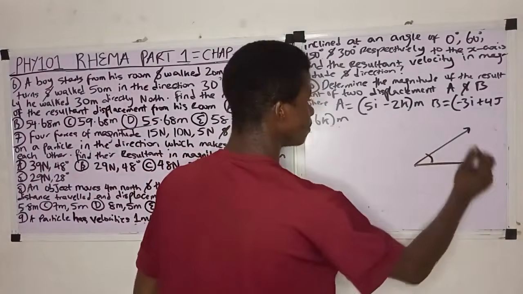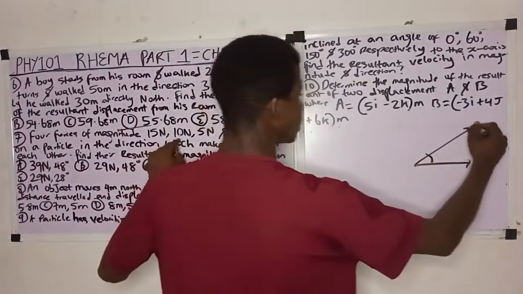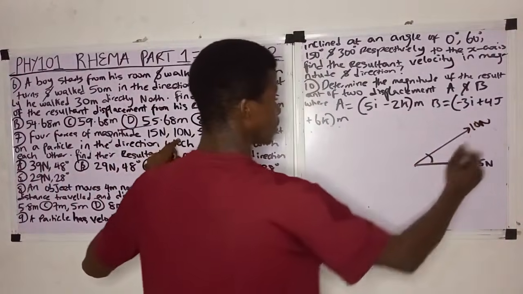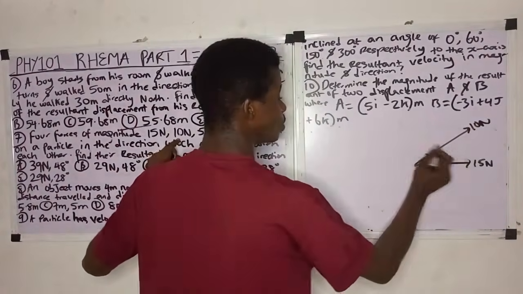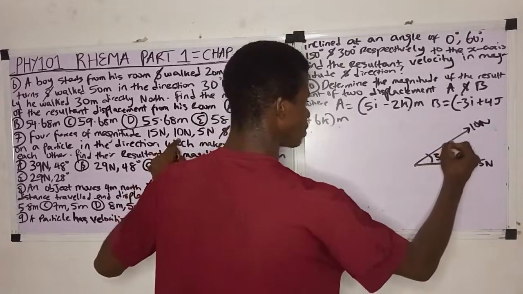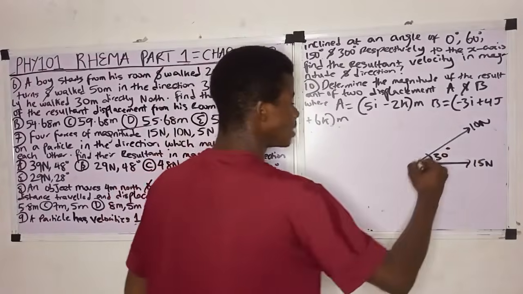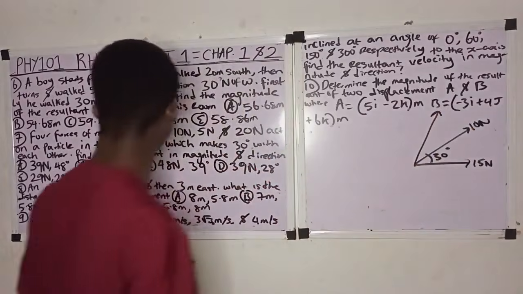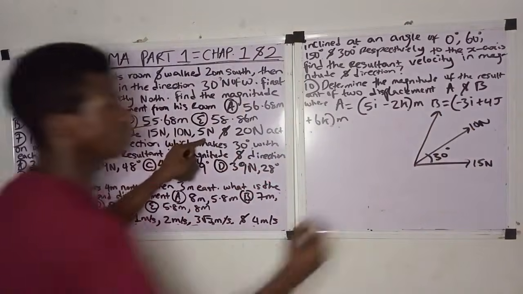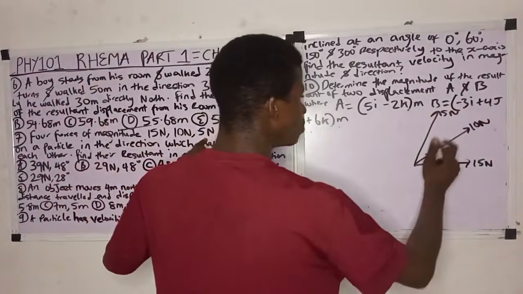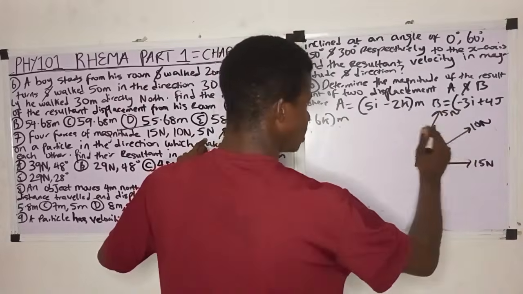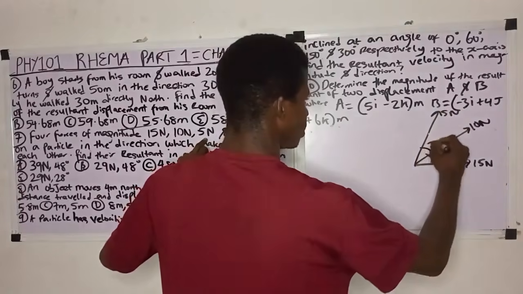So from here, this is 10 Newton, right? This is the second force. The angle between each of the forces is 30 degrees. Then the third force is 5 Newton, right? 5 Newton. Then the angle between this one and this will still be 30. Okay?